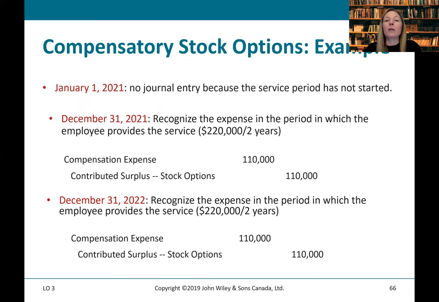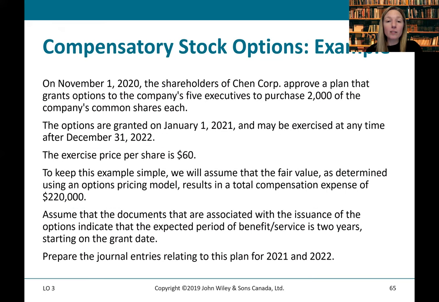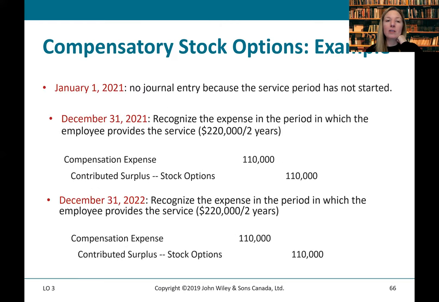So January 2021, there's no journal entry because the service period has not started. The service period is going to be starting on the grant date. So the grant date is January 1st, 2021, and it's going to be over 2 years. So that's just the beginning of it. There's not going to be anything to record on day one.